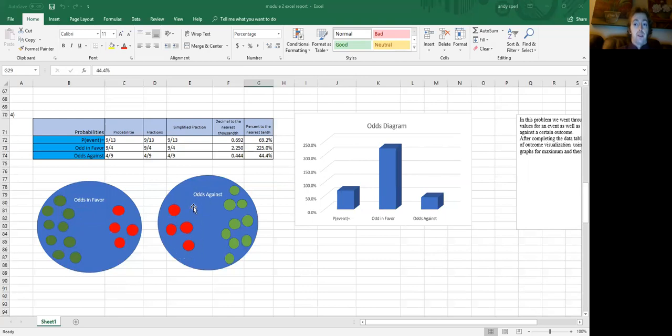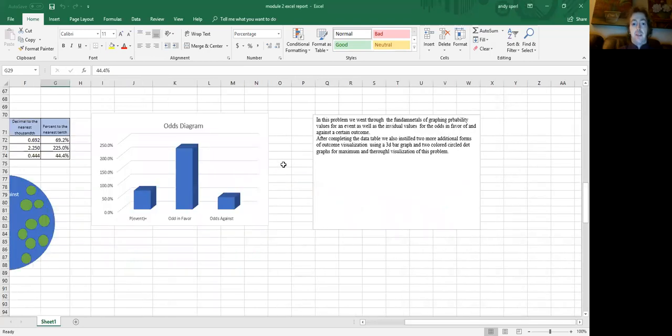Now if you were to calculate and add all these together, we have 1, 2, 3, 4, 5, 6, 7, 8, 9. 9 in our favor, 9 over 4 in our favor. Now if we were to go against the odds, our odds against us are 4 out of 9.